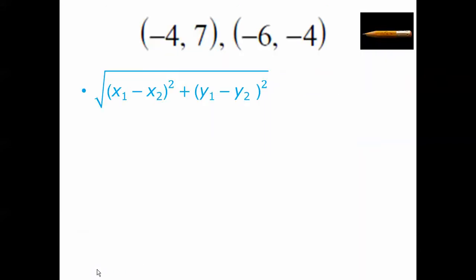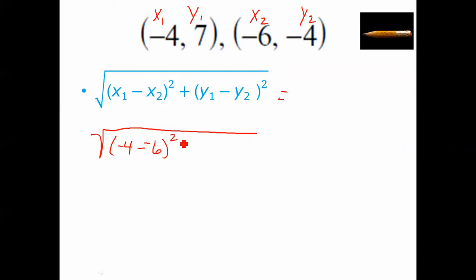Alright, so here is a point. Now, if we're using the equation, remember we have a point x1, y1, and x2, y2. So I'm going to label this x1, y1, just like we did with our slope formula, and x2, y2. Then it's simply a matter of plugging in my values and then putting them into the calculator. So x1 is -4, x2 is -6, so minus -6 squared, plus y1 is 7 minus y2 is -4 squared.